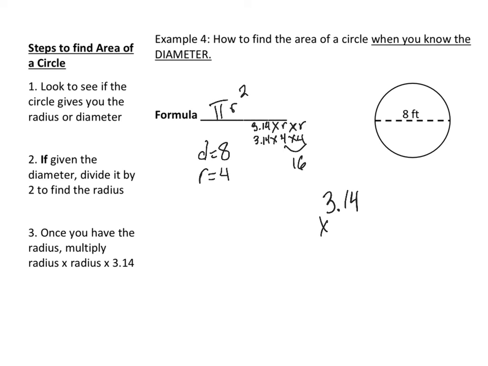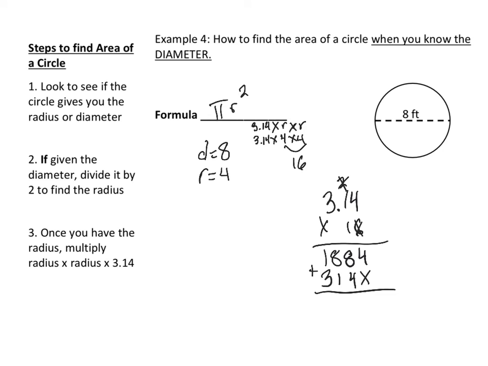3.14 times 16. 6 times 4 is 24. Put the 4, carry the 2. 6 times 1 is 6, plus 2 is 8. 6 times 3 is 18. We're done with the 6. Put an x for place value. 1 times 4 is 4. 1 times 1 is 1. 1 times 3 is 3.